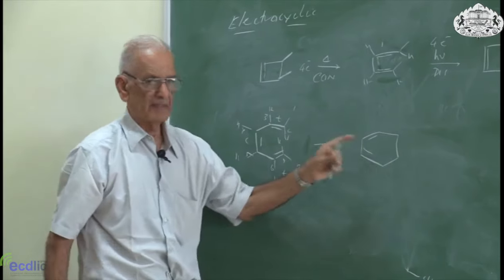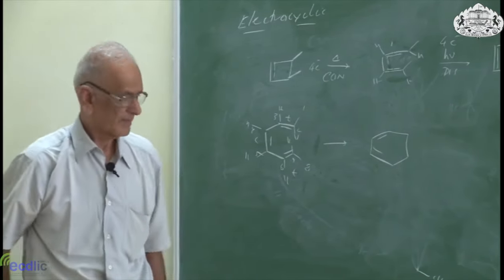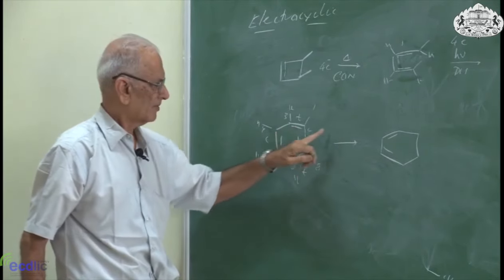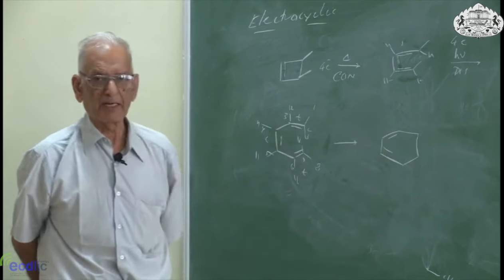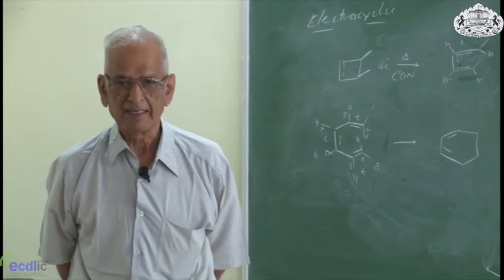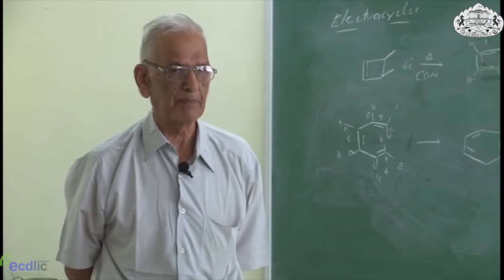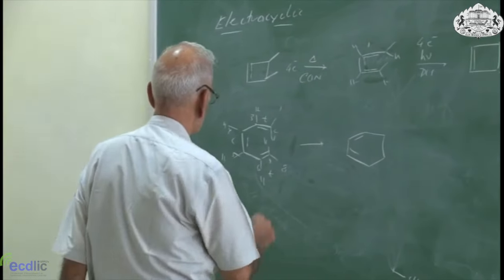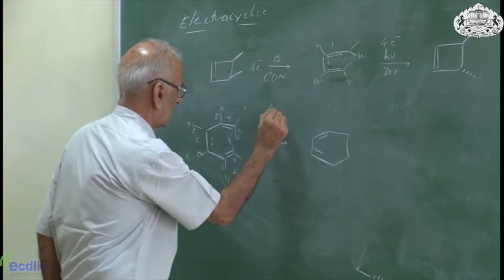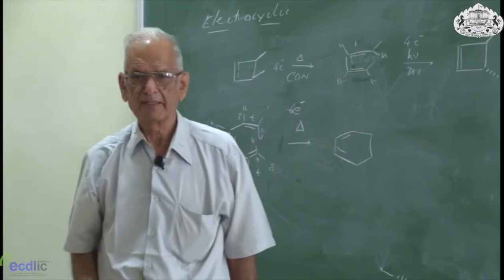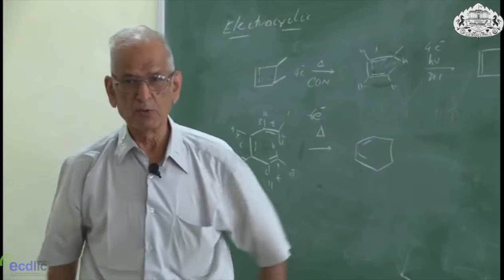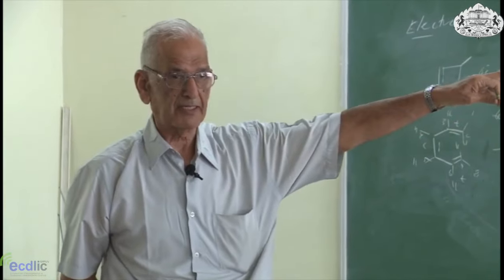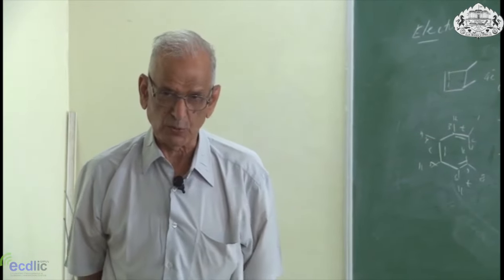Product is cyclic with two double bonds. How many electrons? 6 pi electrons or 3 pi bonds. Product gives 2 pi bonds. So it is an electrocyclic reaction, n pi going to n minus 1 pi. Okay. Now, six electron thermal reaction. What does our rule tell us? Six electron thermal reaction is going to be disrotatory.